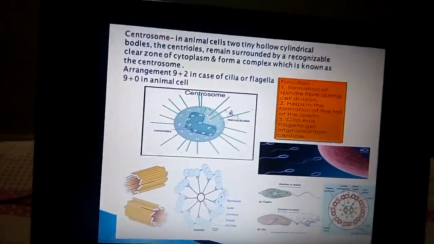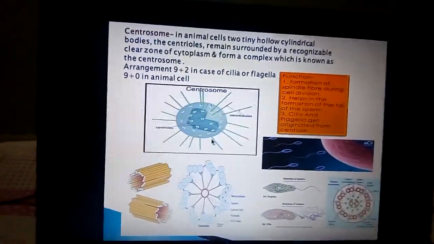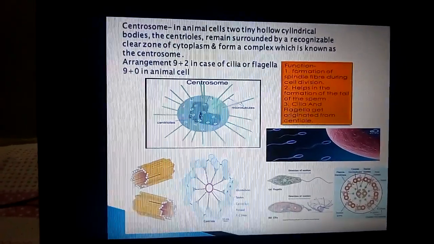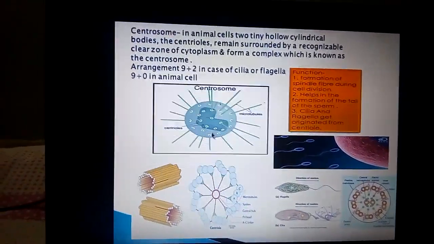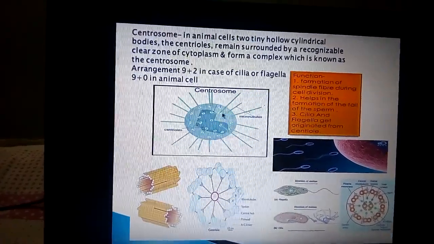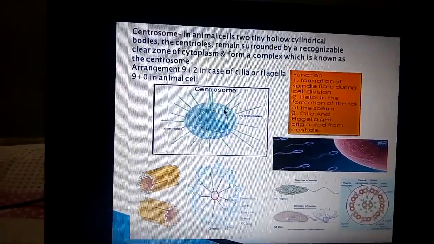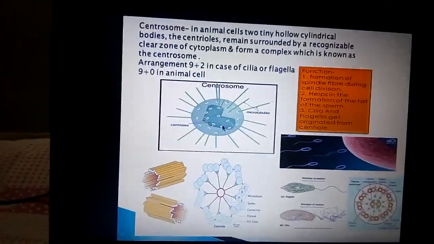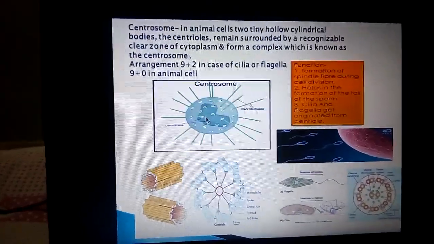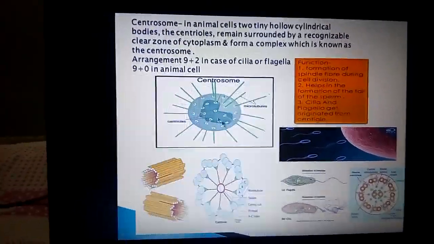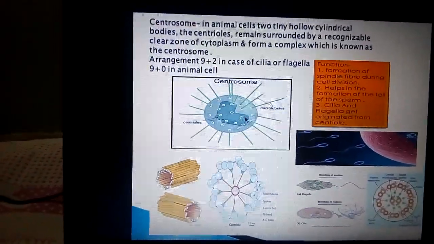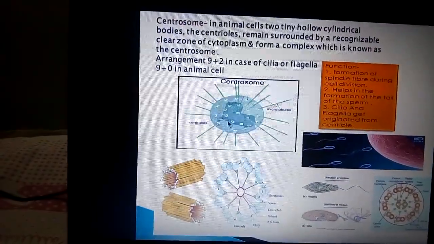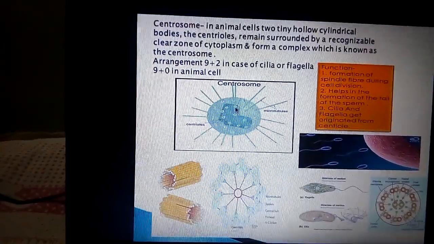The centrosome consists of two parts: the centrioles and the centrosphere. First we know about the centrioles. The centrioles are usually two in number, which are tiny cylindrical bodies arranged at right angles to each other.